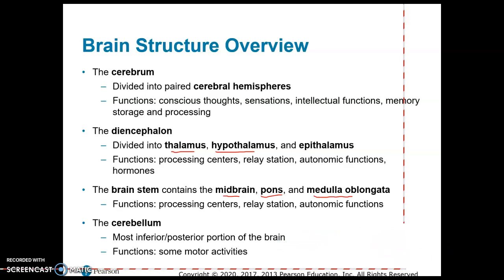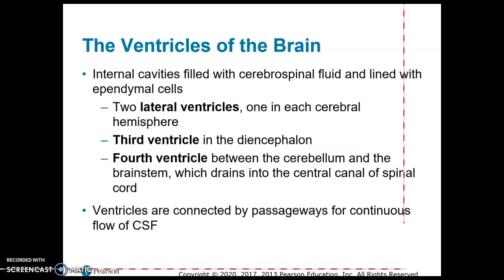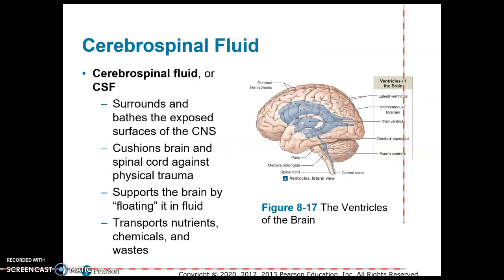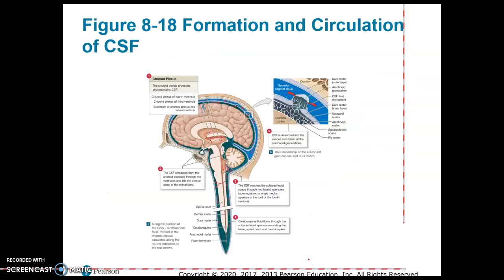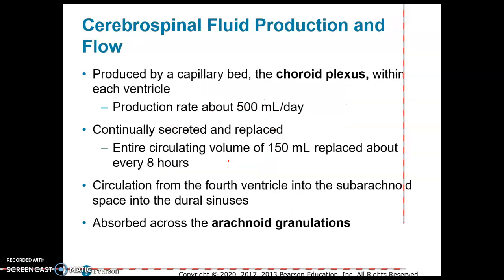And the cerebellum functions in some motor activities. It has to do with balance and that kind of thing. Cerebrospinal fluid cushions the brain against physical trauma. It also helps in transporting nutrients, chemicals, and waste to and from the brain. And this shows you the flow of cerebrospinal fluid. I'm going to skip that part.